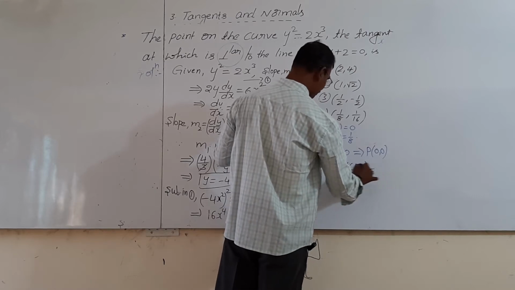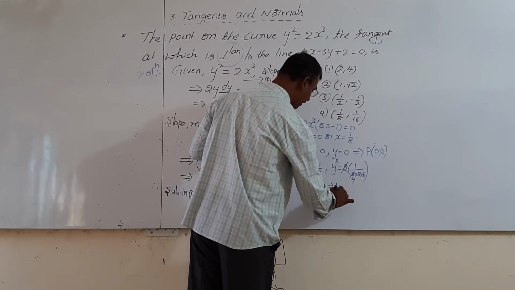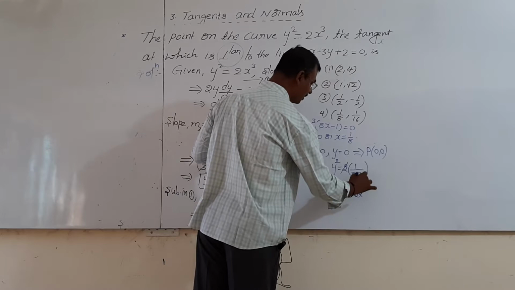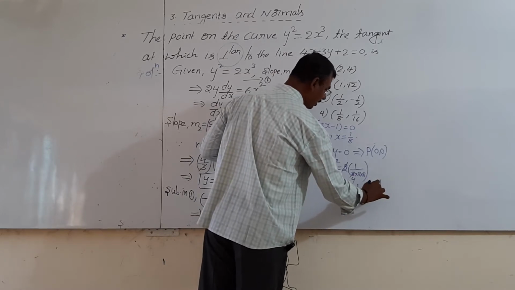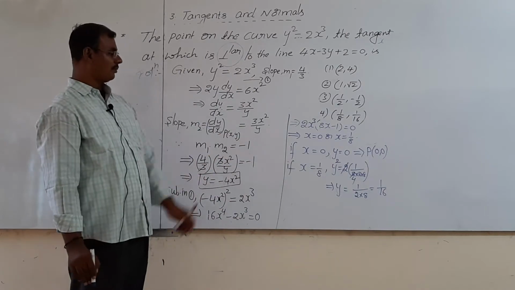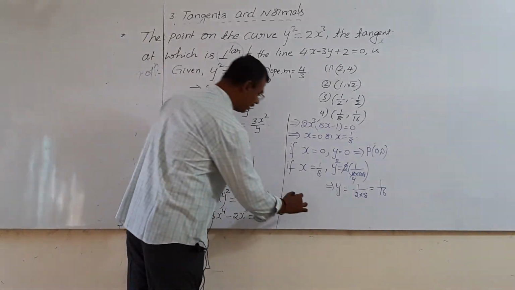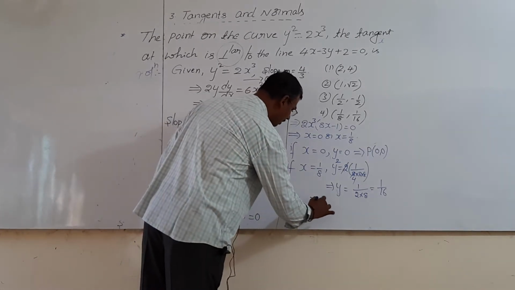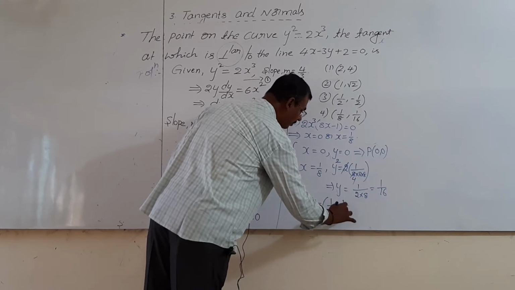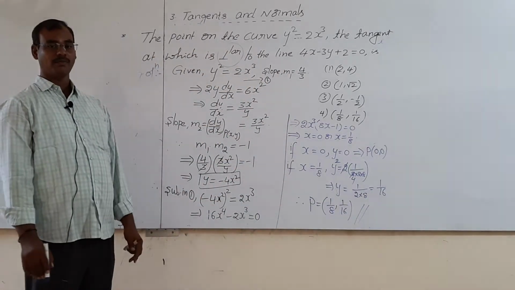This is equal to, or y is equal to, directly taking square root on both sides, 1 by root 4 value 2 into root 64 value 8, is equal to 1 upon 16. So we got, if x is equal to 1 by 8, y is equal to 1 divided by 16. What is the point? Therefore, the required point is (1/8, 1/16). This is the general method.